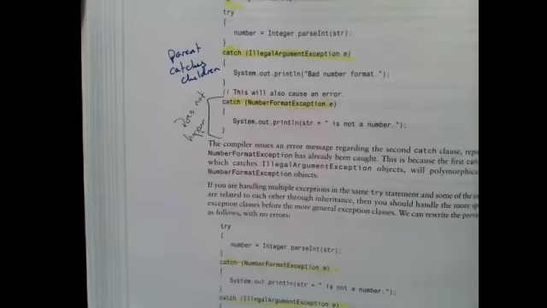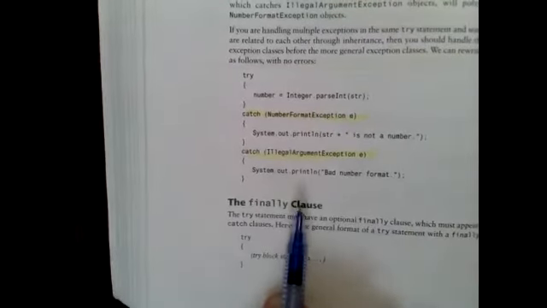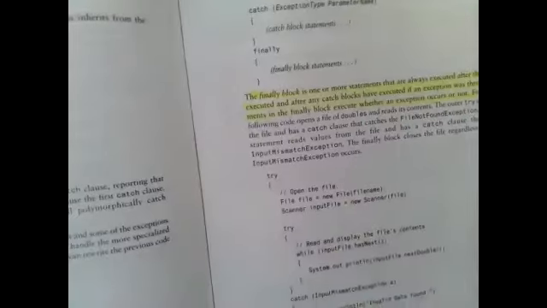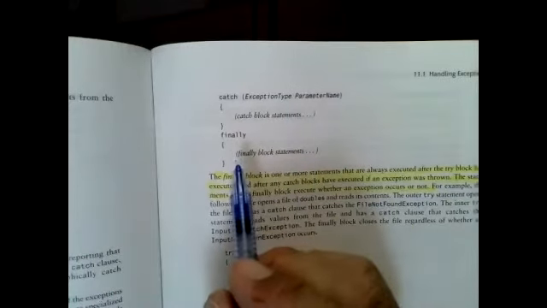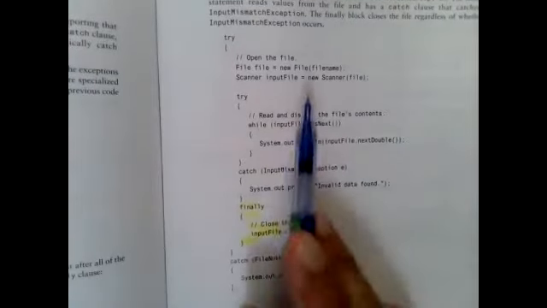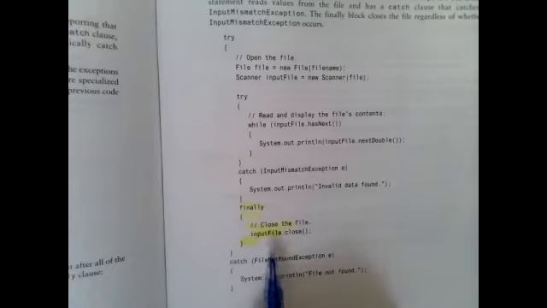Good. All right. Down here at the bottom of the page, we talk about something called the finally clause. The finally clause is one that after a catch block, this block will get done no matter what. And there's an example here, and it's a perfect example of making sure that something happens. In this case, we want to make sure that the file gets closed.